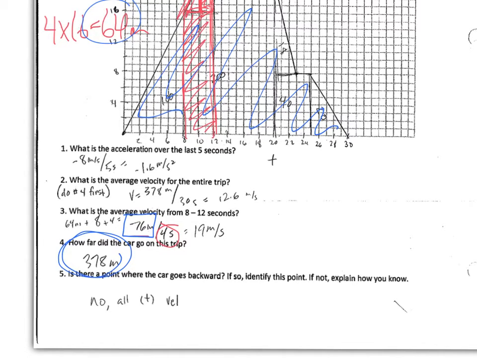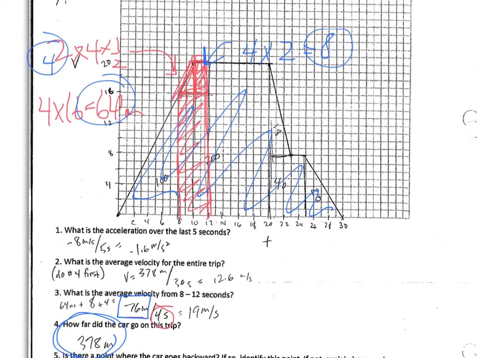And then lastly, 5 asks you if there's a point where the car goes backward. It does not. If this was a position time graph, you'd be looking at forward, rest, and then backward. But as a velocity representation, this is all forward motion. It's all velocity in the positive direction. So you are speeding up as you go up this incline, and then at a constant velocity for a few seconds, then slowing down, then constant, and then slowing down again.